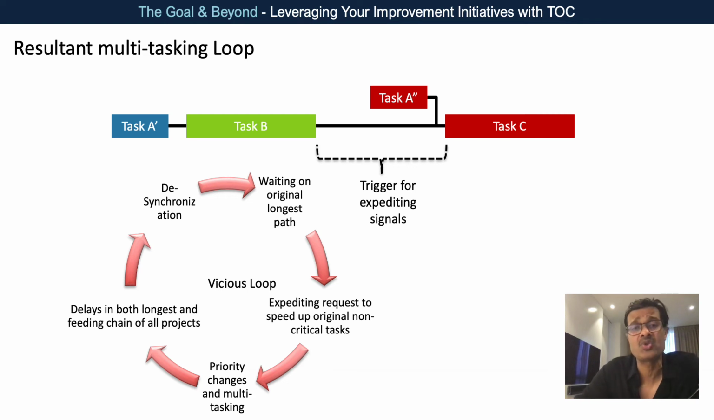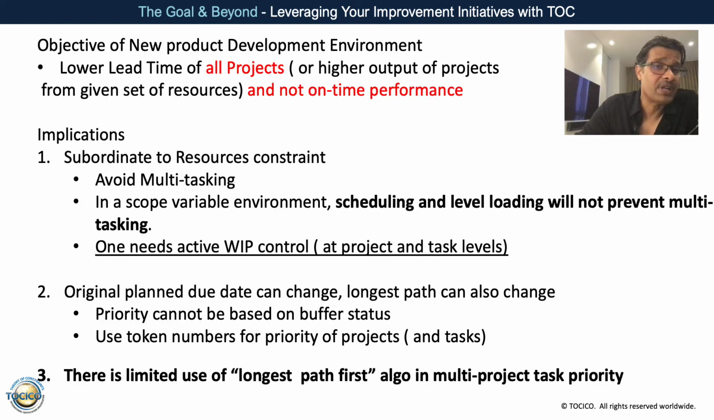This is what I wanted to show you, the limitation of a longest path first algorithm in a multi-project environment. What we need to do is get out of these so-called task level priorities, focus on project level priorities, and have WIP controls, which is the predominant way of controlling the execution. That is how we will control the multitasking.